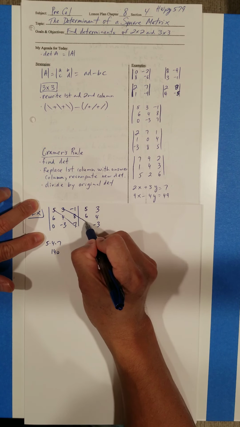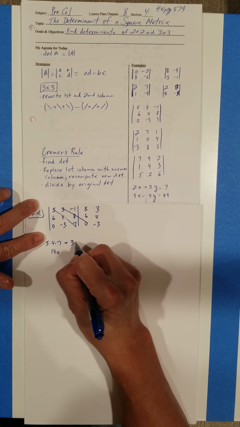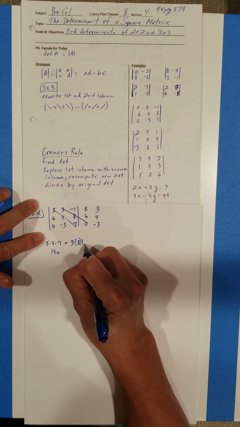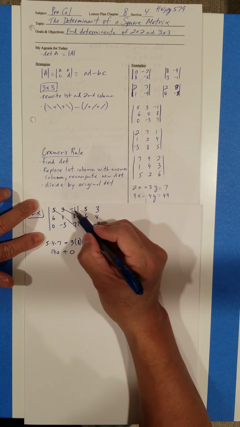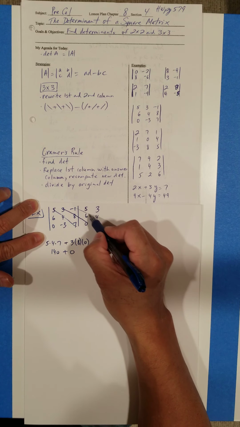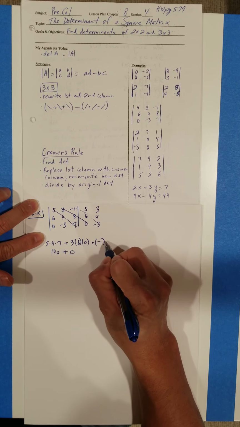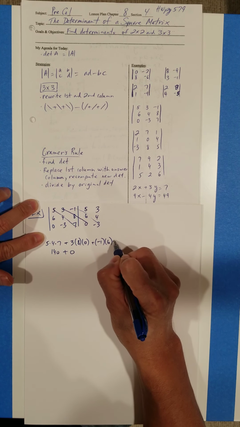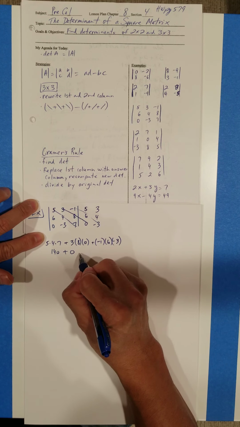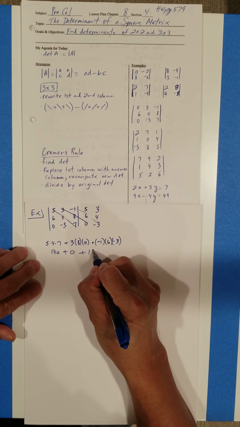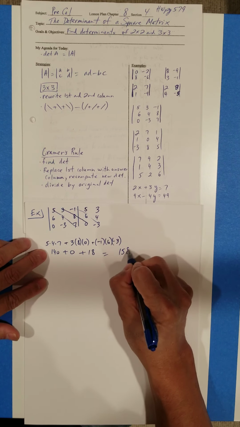Again, down to the right: 3, 8, and 0. We're going to add 3, 8, and 0, which is 0. Down to the right right here, we're looking at negative 1, 6, and negative 3. Negative 1, 6, and negative 3 is 18. So the grand total of down, down, down is 158.